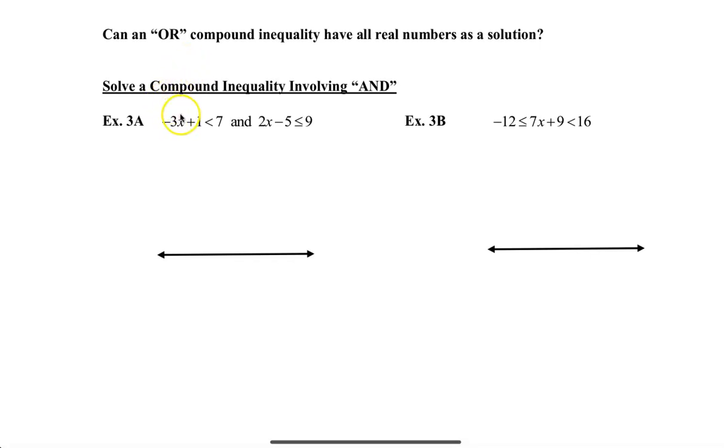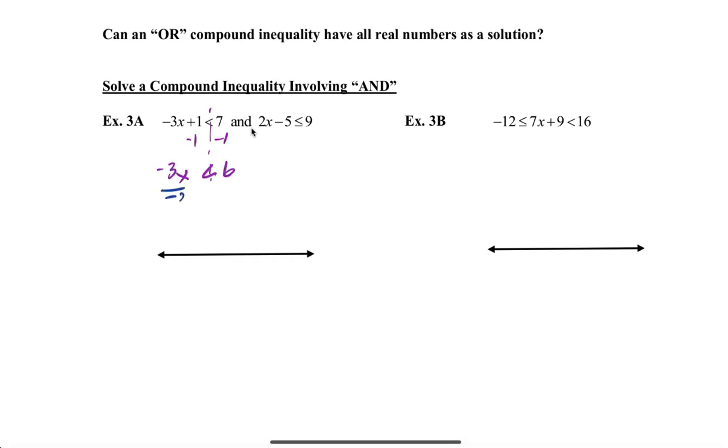So this first one here, we have 3x plus 1 is less than 7. Now the way it's written, we're just going to do it like an AND statement. Basically do like an OR statement to solve each one separately, because we have two separate equations. So we're just going to solve it like we have been. So minus 1, minus 1. And then you get 3x is less than 6.